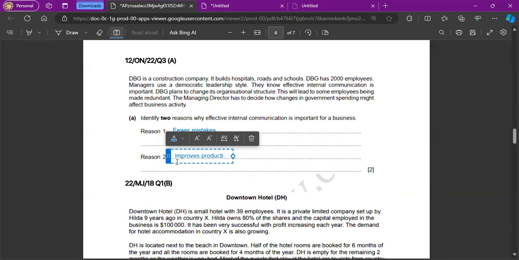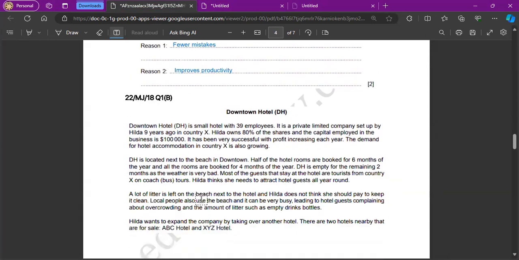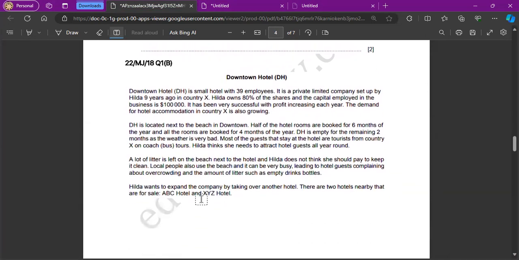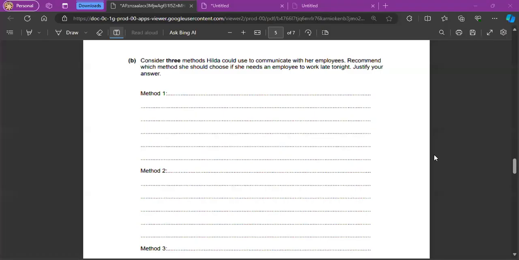Productivity. Okay. Downtown Hotel. I'll pause it so you can read it. Okay, so consider three methods Hilda could use to communicate with her employees and recommend which method she should choose if she needs an employee to work late tonight. Justify your answer. So this is very specific, so make sure to read the question very carefully.